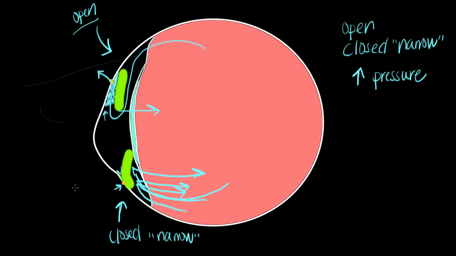Now, one of these is worse than the other. So just think about it for a second. Which one do you think is worse than the other? Meaning, which one do you think is going to create a problem faster than the other? So take a minute to think about that. Now, if you said closed, you'd be right.